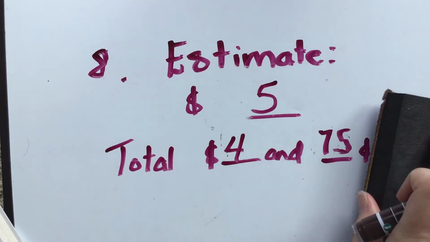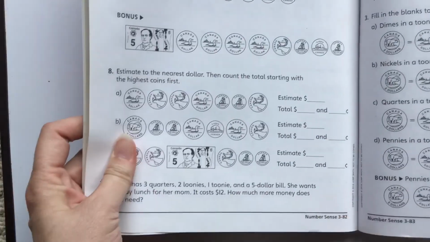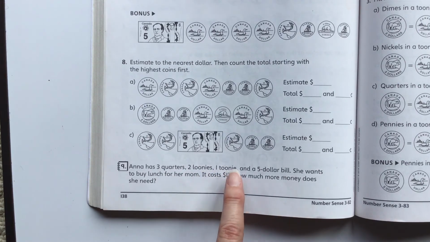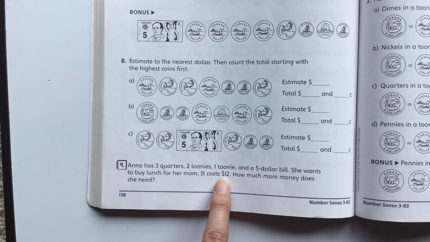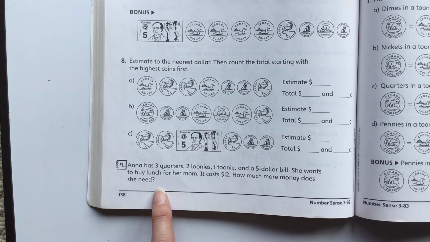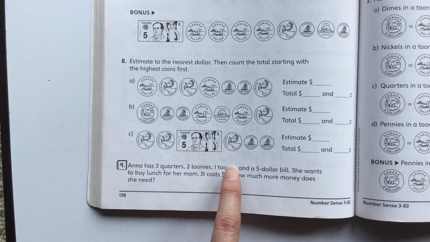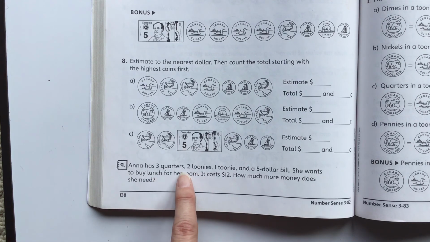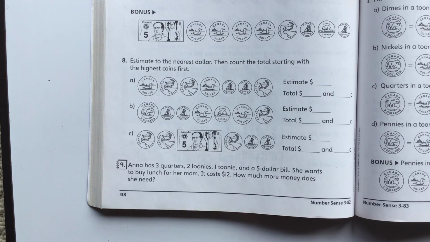Now for question number 9, you are doing a word problem. Please try to put the calculation in your book. We can read it together. It says Anna has 3 quarters, 2 loonies, 1 toonie, and a $5 bill. She wants to buy lunch for her mom. It costs $12. How much more money does she need? This is a multiple step question. First, you have to find out what? You have to find out exactly how much she has. If you want to draw that here, draw circles for your quarters and your loonies and toonie and a rectangle for your $5 bill, add it up, okay? Find out how much she has.